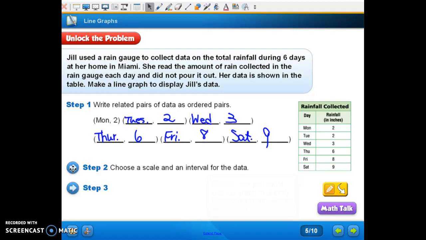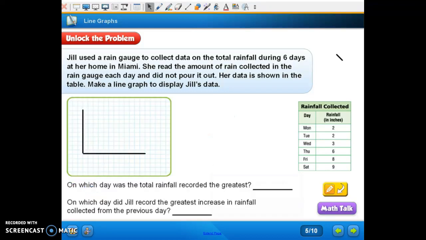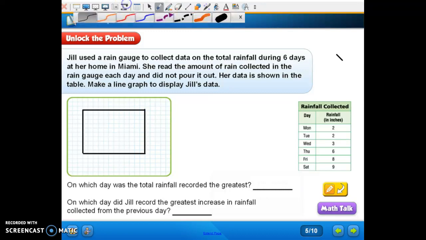Okay, so we're going to choose our scale and interval, and I apologize if this is a repeat. I just started my recording differently. So we're going to go across the bottom with the days of the week, because that's our first ordered pair goes across. And then the numbers are going to go up in our graph. The side of our graph is going to go from 0 to 10. So here I have started my graph. Now it shows a square box, so you should do a square box.